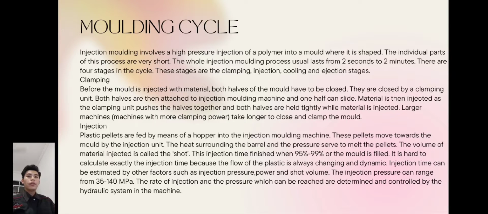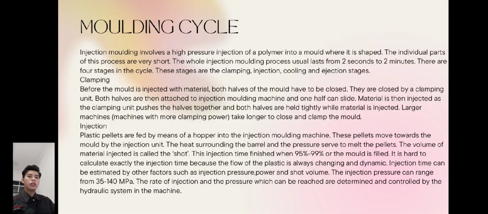Clamping. Before the mold is injected with the material, both halves of the mold have to be closed. They are closed by the clamping unit. Both halves are then attached to the injection molding machine, and one half can slide. Material is then injected as the clamping unit pushes the halves together, and both halves are held tightly while material is injected. Larger machines take longer to close and clamp the mold. Injection. For injection, plastic pellets are fed by means of a hopper into the injection molding machine.